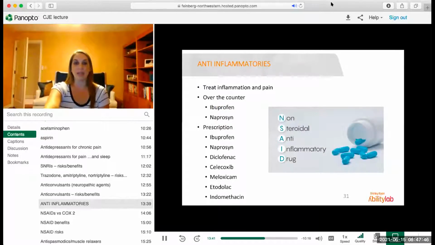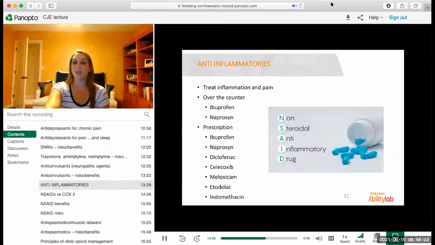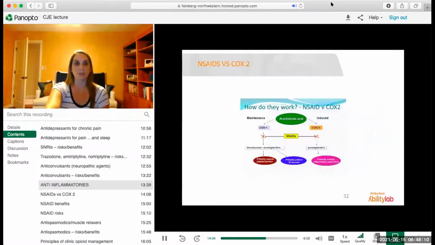Anti-inflammatories: you can get these over the counter or prescription strength. A lot of people call them NSAIDs, or non-steroidal anti-inflammatory drugs. They treat both inflammation and pain. Over-the-counter ones are ibuprofen or Advil, and naproxen or Aleve. Prescription ones include prescription-strength ibuprofen, prescription-strength naproxen, diclofenac, celecoxib, meloxicam, etodolac, and indomethacin, just to name a few. There are others out there as well.